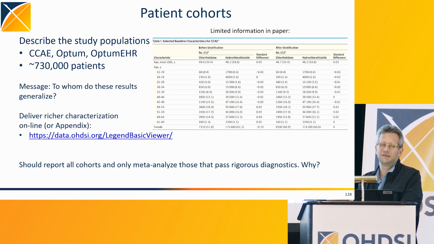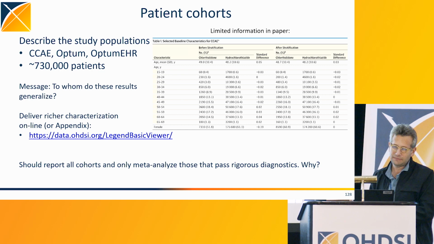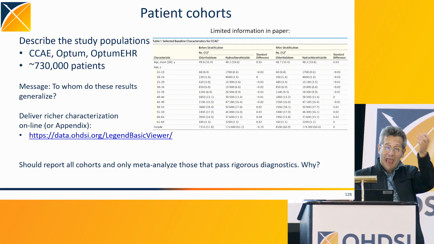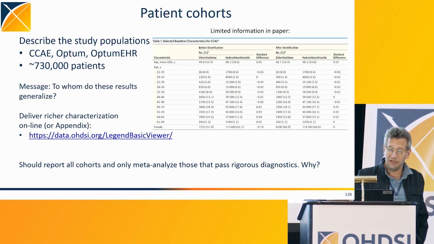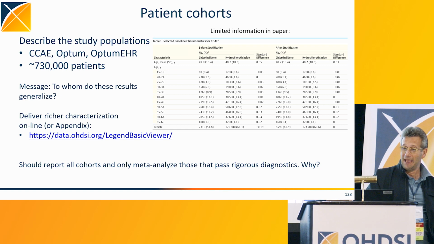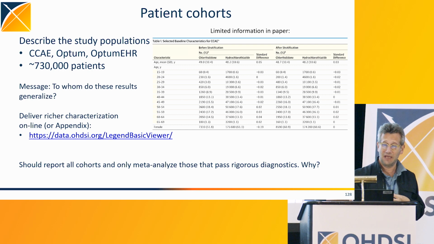And some important confounders here would be the disease, the stage of hypertension, and other comorbidities of the patients that are hypertension or at least syndrome X related, so hyperlipidemia, diabetes, etc. I would argue that we have the ability to provide all of this information, and it should be reported for all cohorts and all of those that ended up being meta-analyzed, which passed the rigorous diagnostics and were meta-analyzed.